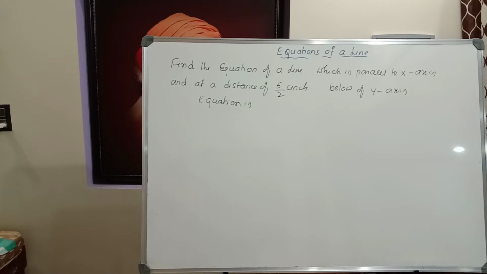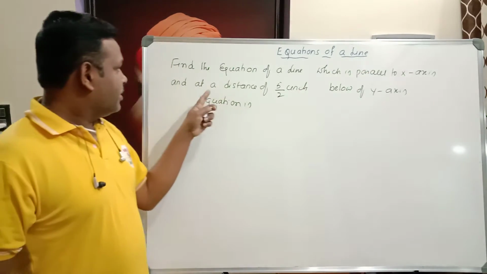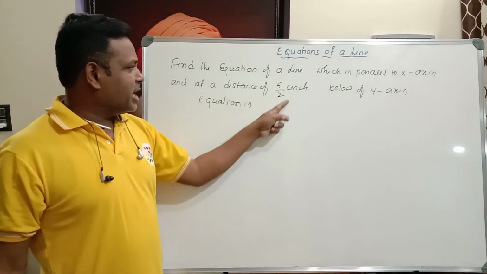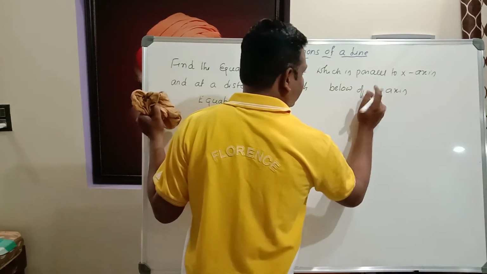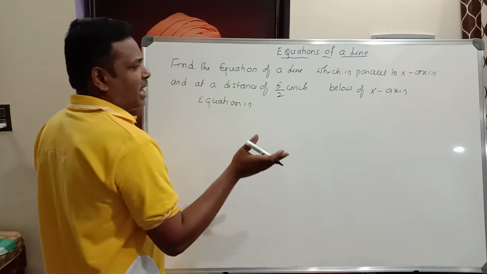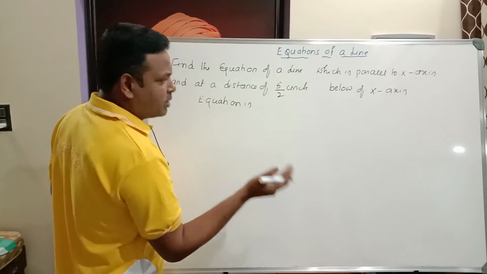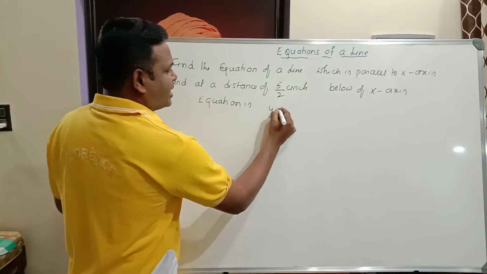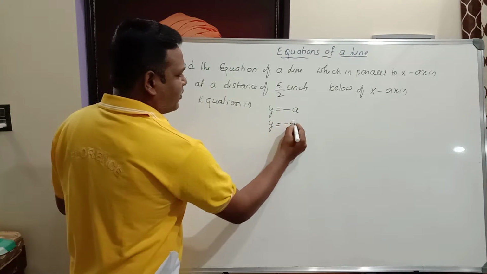Okay, dear student, understand the question. What is the question? Find the equation of a line which is parallel to x-axis and at a distance of 5 by 2 units below the x-axis. A line which is parallel to x-axis and below it has the equation y is equal to minus a. Nothing but y is equal to minus 5 by 2.